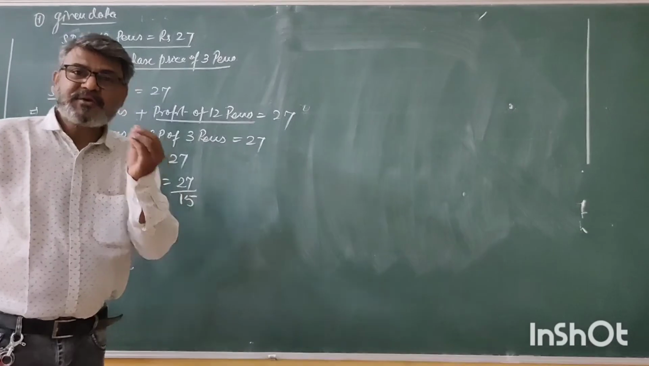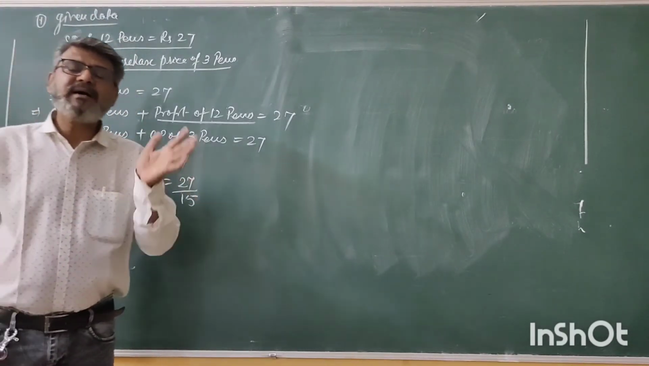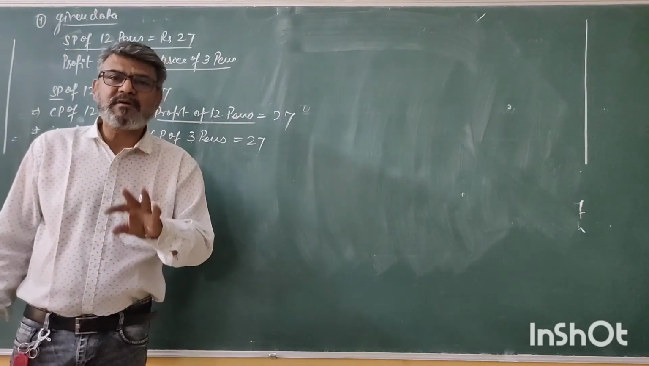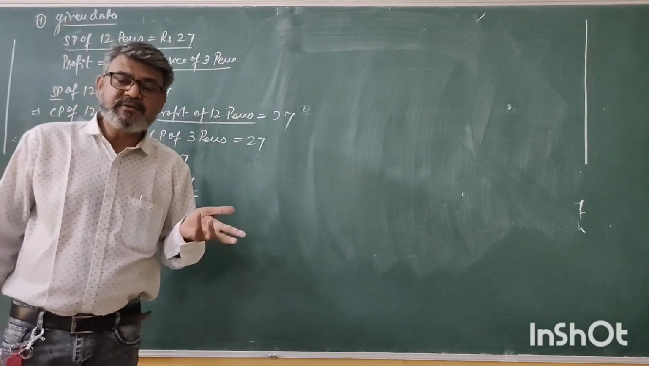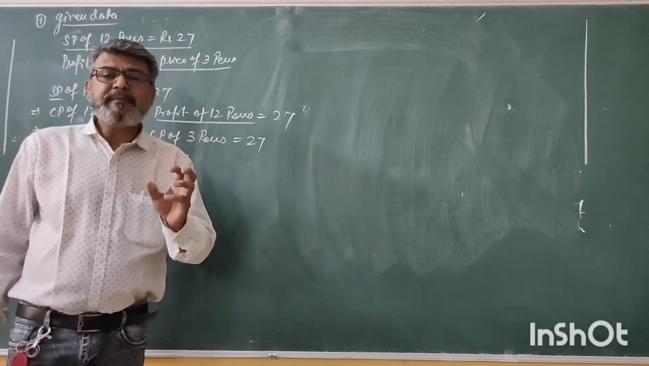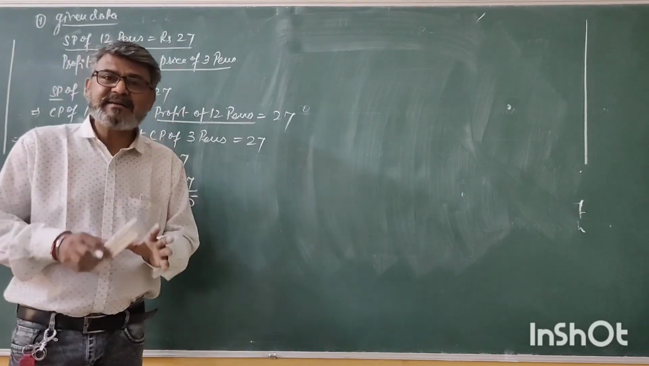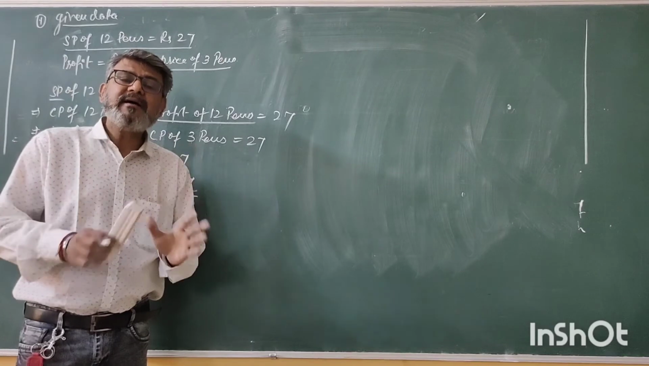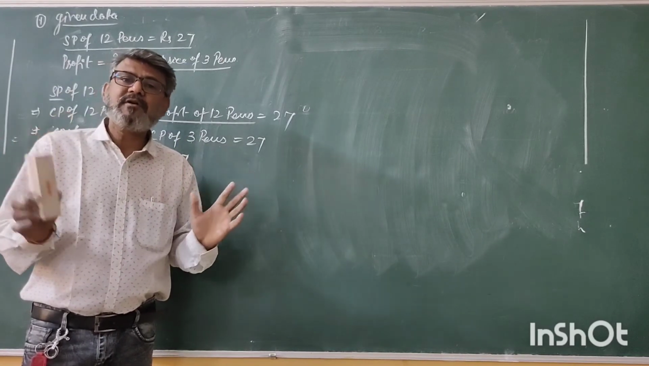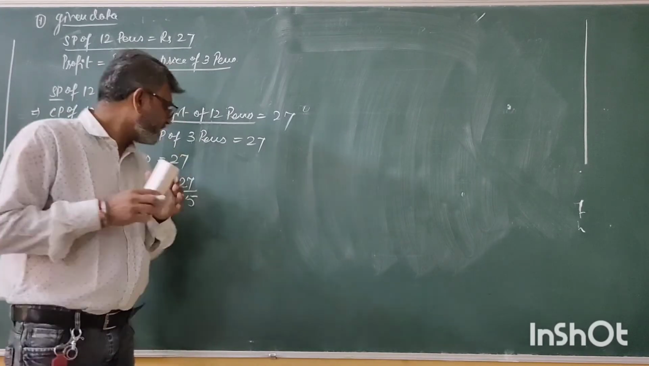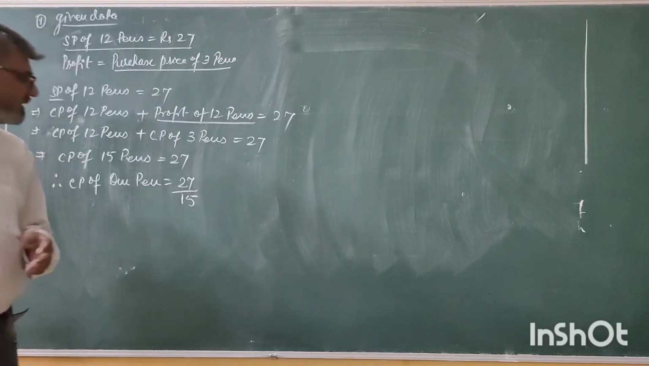अब 1 पेन का हमने क्यों निकाला? क्योंकि इस क्वेश्चन में अगेन टू फाइंड आउट द परसेंटेज ऑफ प्रॉफिट और लॉस. I have also discussed with you in the last 2 or 3 videos. If the number of purchased quantity and the number of sold quantity are the same, then you can find the profit or loss. Clear? Otherwise आप profit or loss find नहीं कर सकते. Clear? Therefore, CP of 1 pen is 27 by 15.